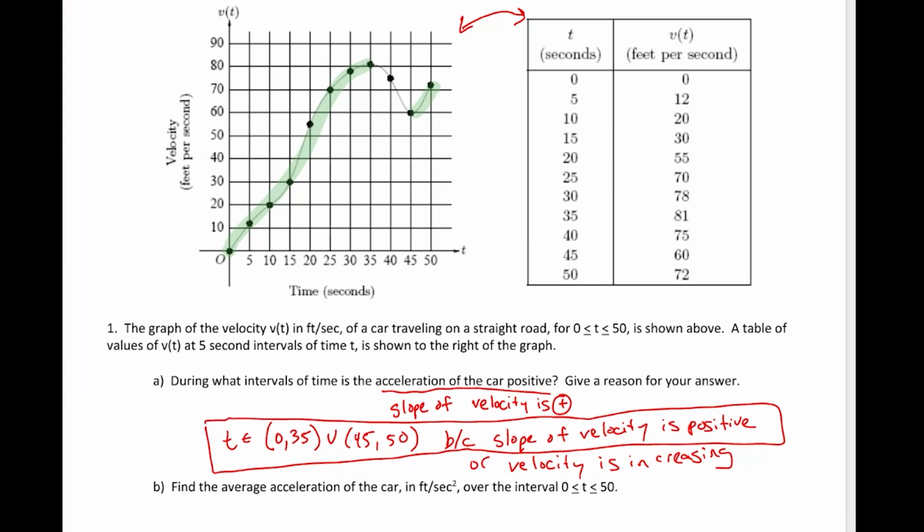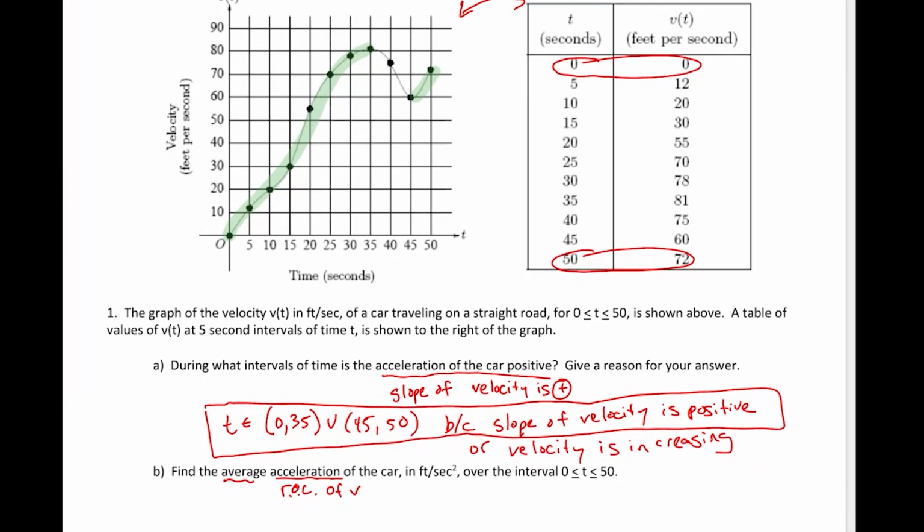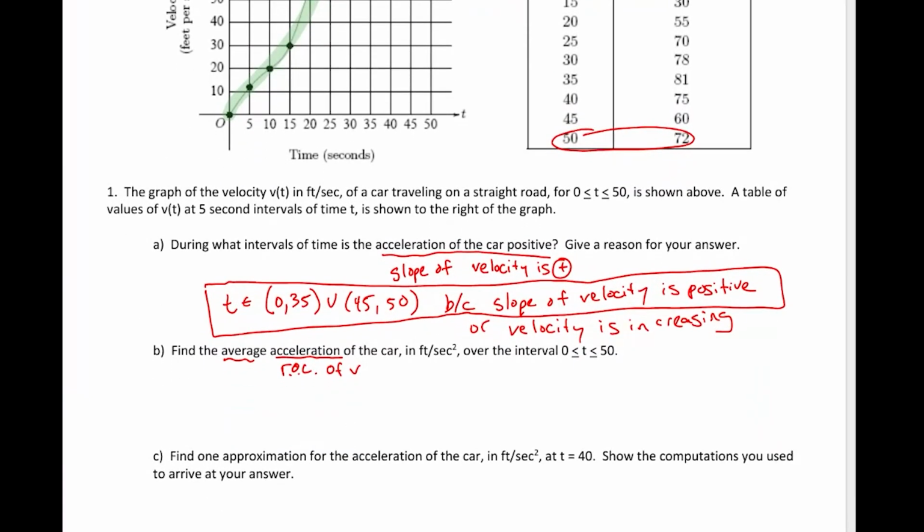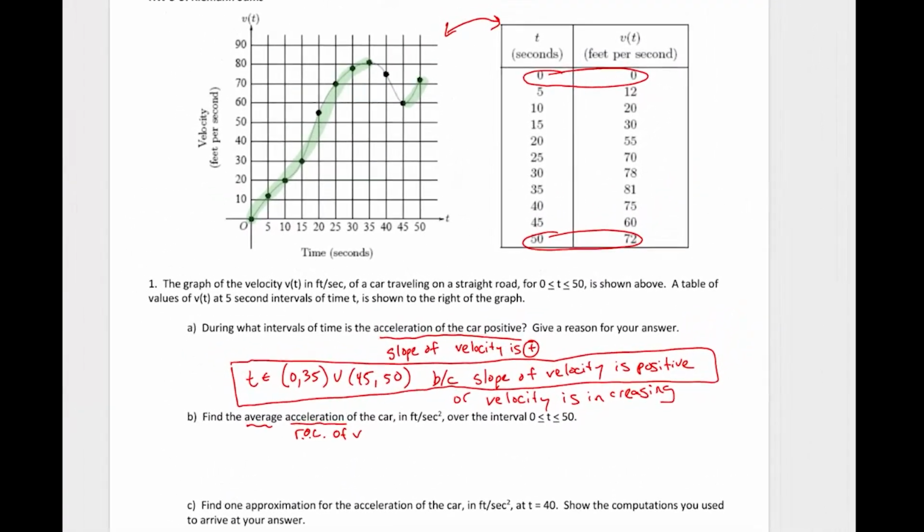Okay, part B says find the average acceleration of the car in feet per second squared over the interval 0 to 50. So what we're looking for is the average rate of change of the velocity. To calculate this, we're going to take a look at what the velocity was at 0, and we can see that it's 0. And then take a look at what the velocity was at 50 seconds, and then just use our good old-fashioned slope formula. Let me zoom out a little bit so we can see everything.